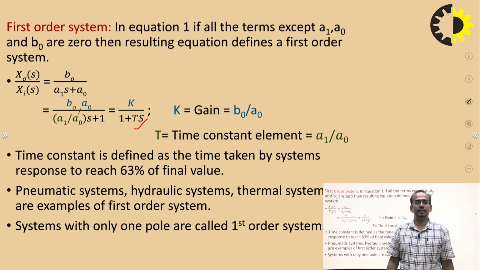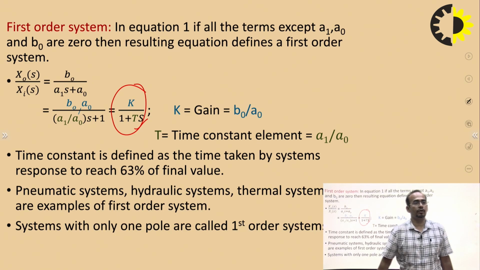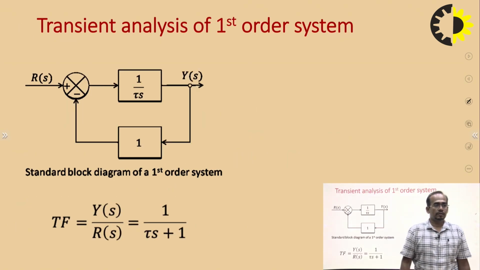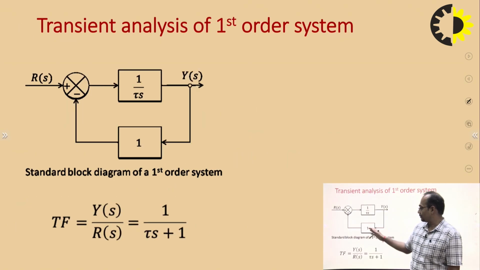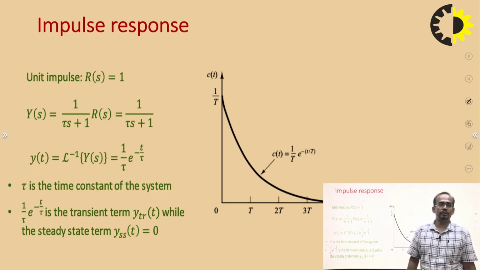So we have found the first order system: x naught upon xi is k upon 1 plus ts. So what is the transfer function? The transfer function is 1 by 1 plus ts. So here the impulse response will be like this.